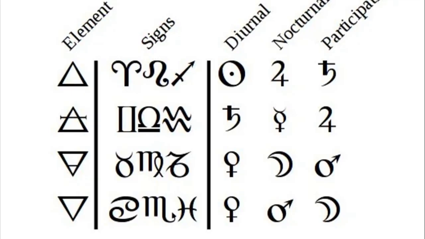Misreading aspects. Even a strong triplicity ruler can be hampered by squares, oppositions, or afflictions of any kind. Overemphasizing element alone. Elemental energy is important, but life expression also depends on house placement, planetary condition, and chart sect.